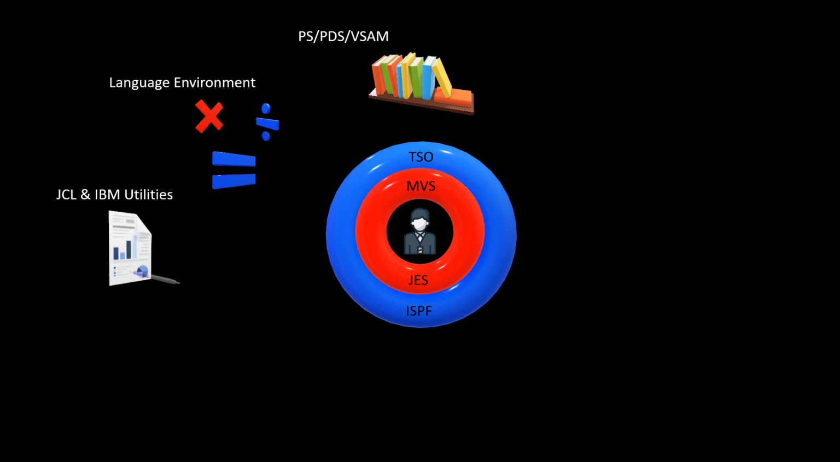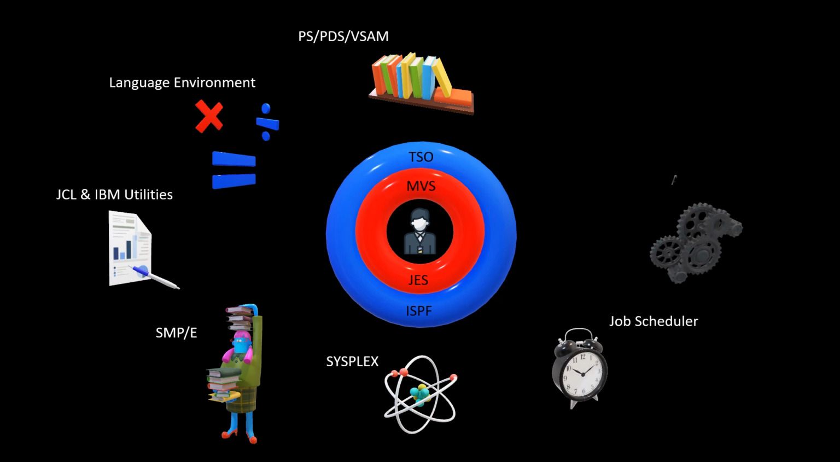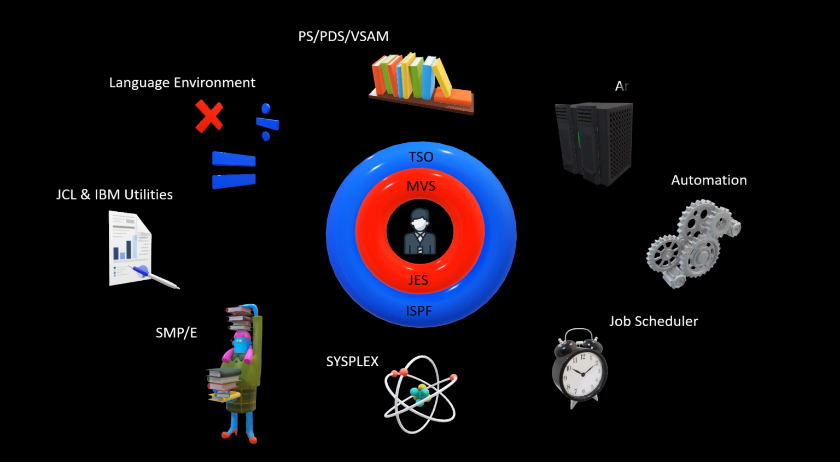Being a z/OS system programmer, we had to install software, so we gained expertise in the SMP/E process. Business continuity was demanding. We learned Sysplex setup and configuration. To satisfy business requirements, we install various third-party tools as well. For example, job scheduler, automation, report archival.